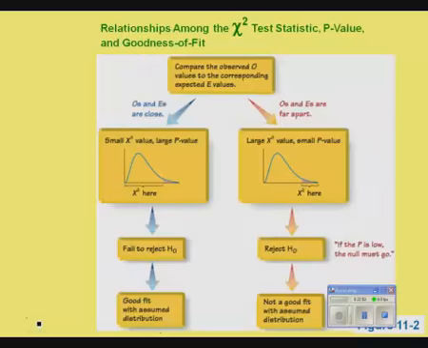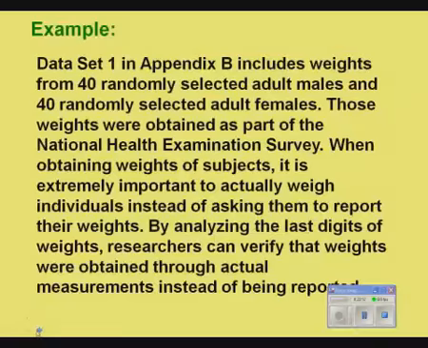Your book gives this little chart which says exactly everything I just walked you through. So if you want a refresher on it, I said you don't need to write it all down. It's in there. Okay. This example's in your book, but I want to walk through it with you. Data set 1 in Appendix B includes weights from 40 selected males and also from 40 selected adult females. These weights were obtained as part of a national health examination survey. See what you think of this claim right here.